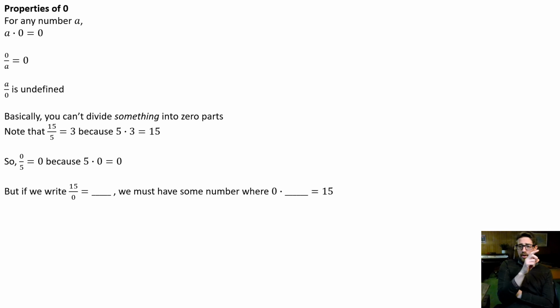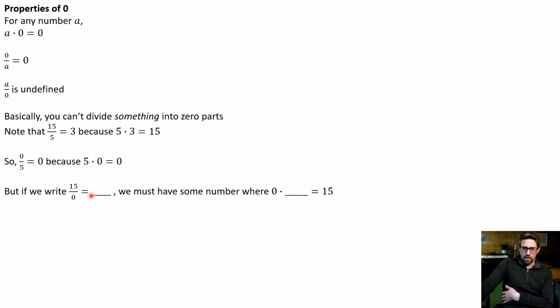whatever's in that blank, well, that's implying that there's some number where 0 times whatever's in the blank gives you 15. Compare that to this: 5 times 3 is 15.